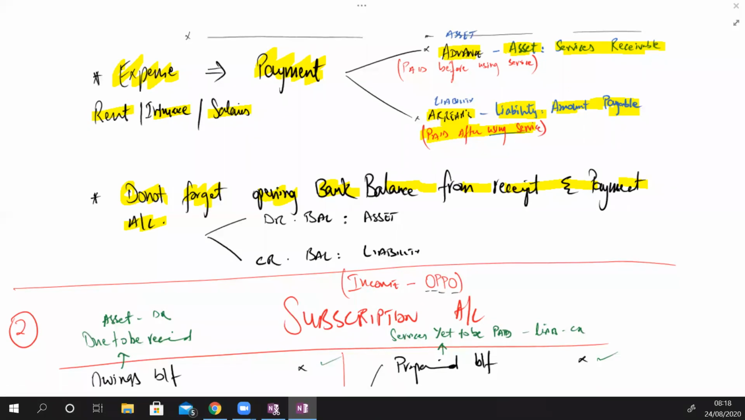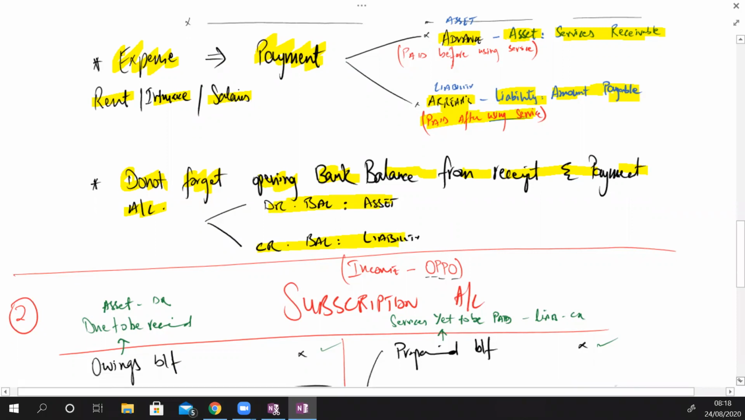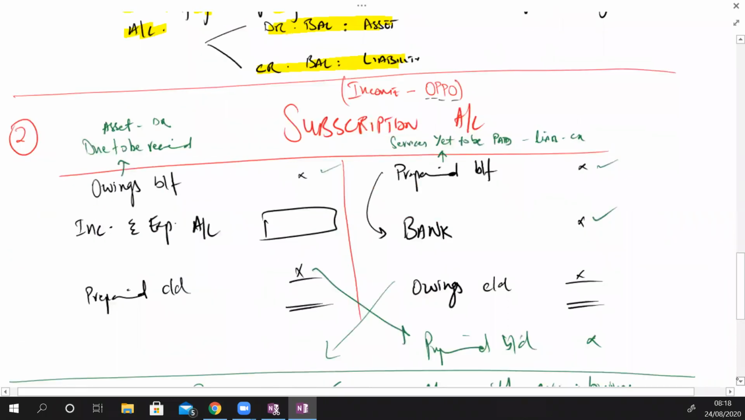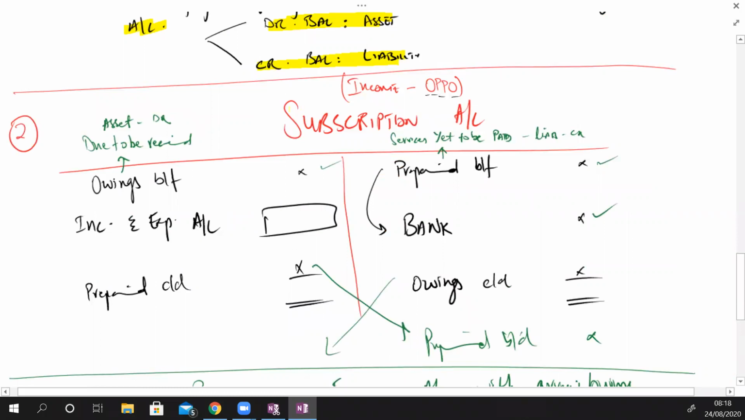Tasneem. All right. So opening balance of bank could be an asset or could be a liability. Number two step is prepare a subscription account. Subscription is an income account, and an income account is prepared using OPPO. OPPO stands for owing, prepaid, owing, prepaid.